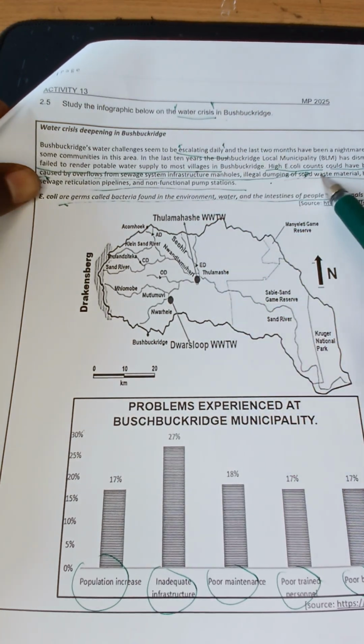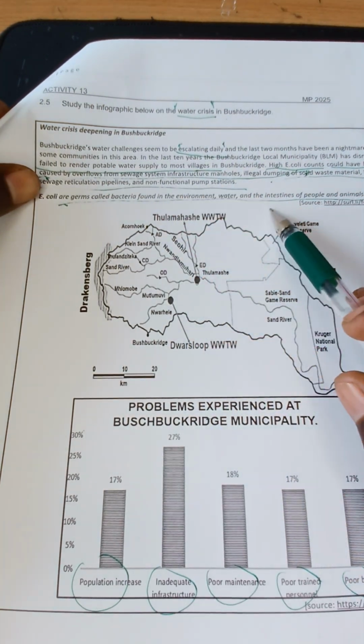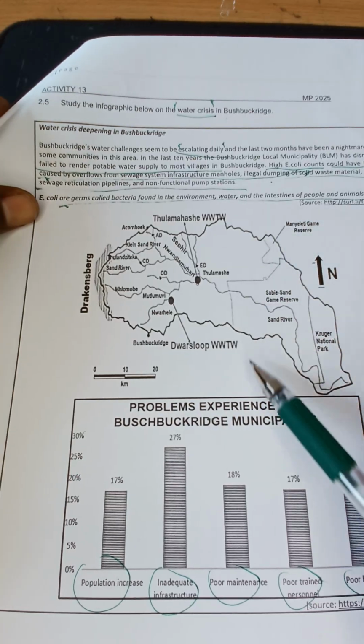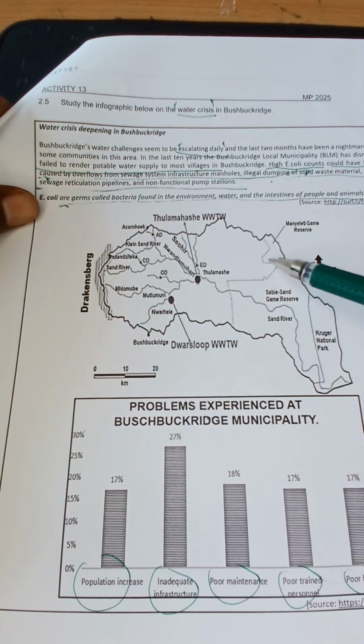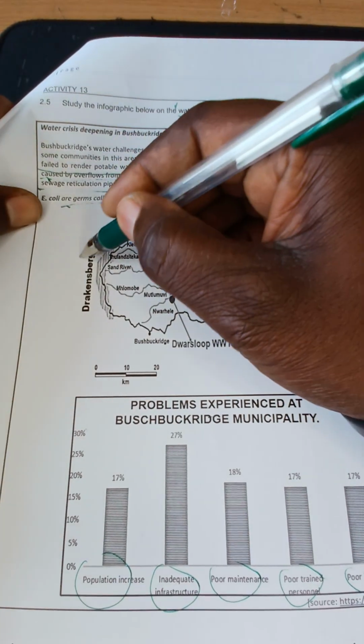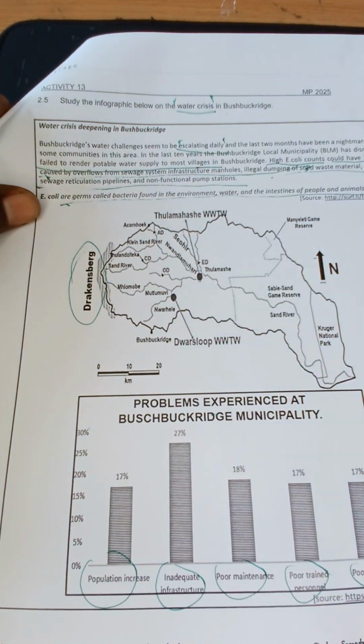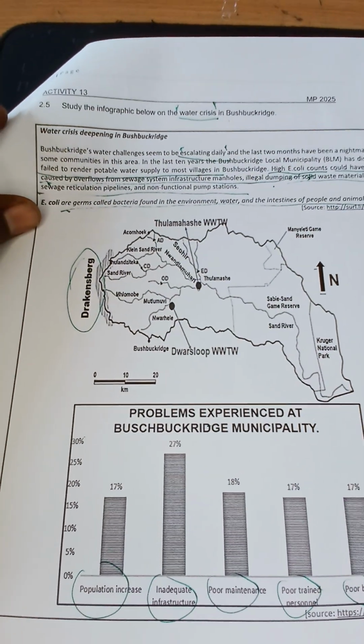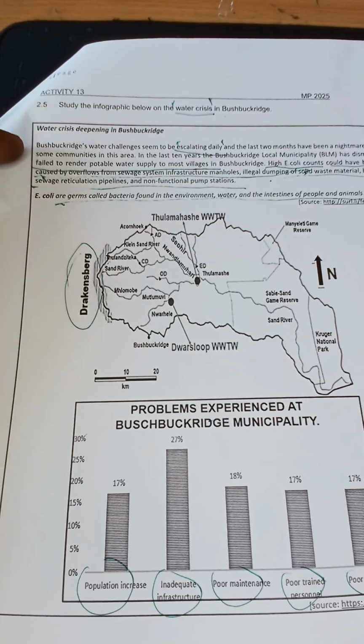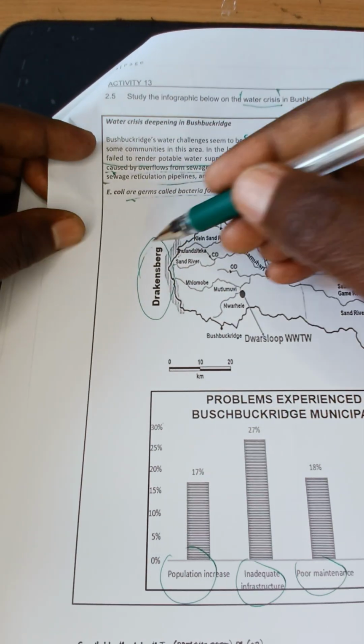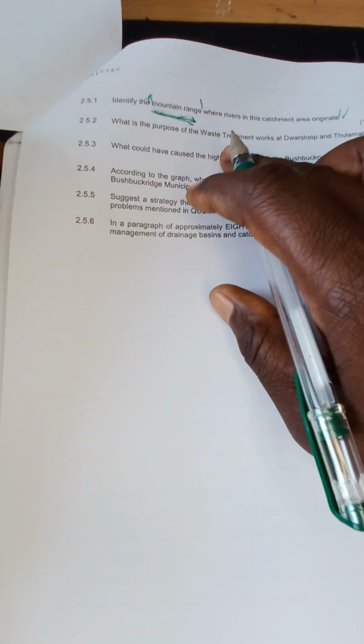All right, we are trying to find out what it is. Okay, it's here, guys. Drakensberg. That is the mountain range. It's here, Drakensberg Mountains. Okay, that is the correct answer.